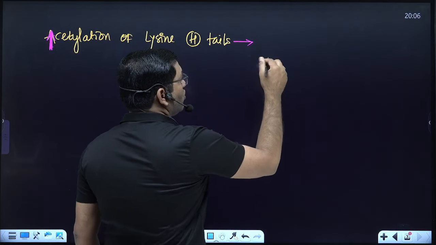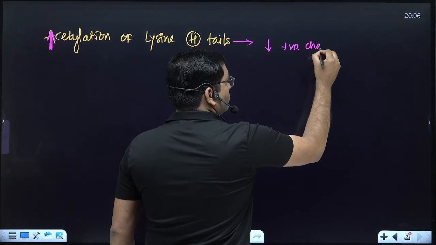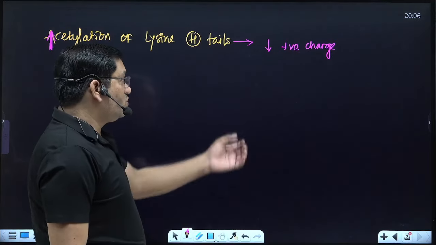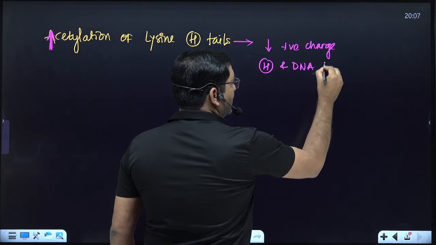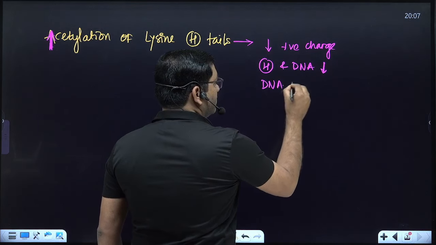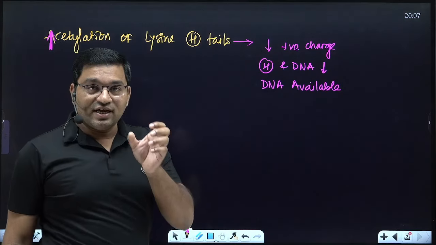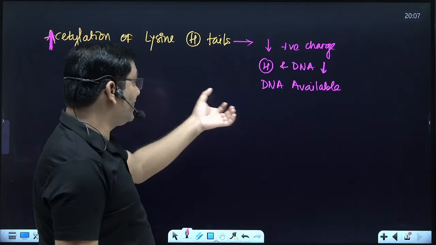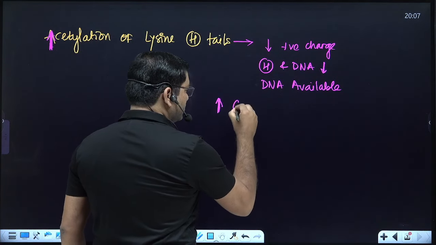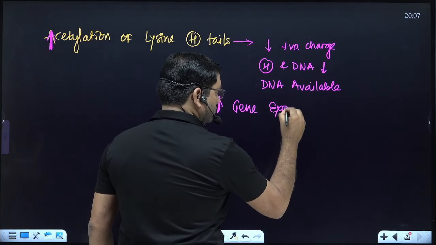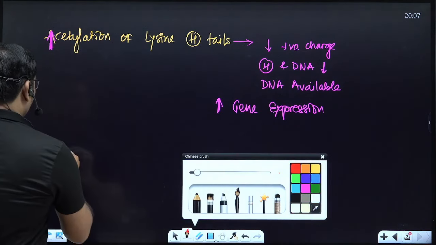So acetylation of histone, lysine of the histone, causes a decrease in the positive charge in the histone molecule. So the interaction between histone and DNA decreases, making the DNA available for the transcription process. So this increases the gene expression.